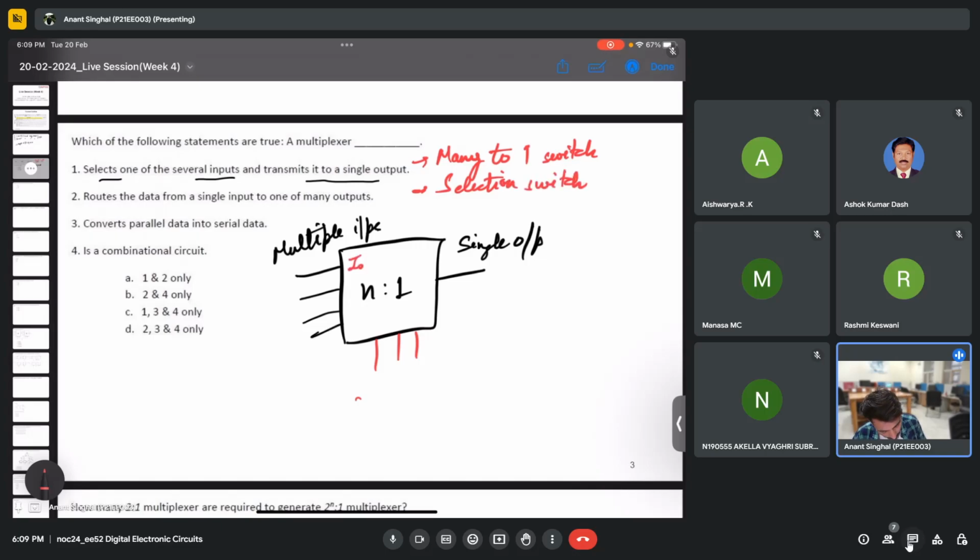We have certain inputs, let's say I0, I1, up to I3, and they are somehow connected to the output using a single output. So if I talk about option A, it has several inputs and it transmits to a single output. So option 1 is correct, and option 2 cannot be correct because it is just the opposite of that. And then it says it converts parallel data into serial data. Yes, you can see there are several data streams which are converted to a single data stream. So this is also true, that it converts parallel into serial data, and it is a combinational circuit because it does not have any latch or clock.